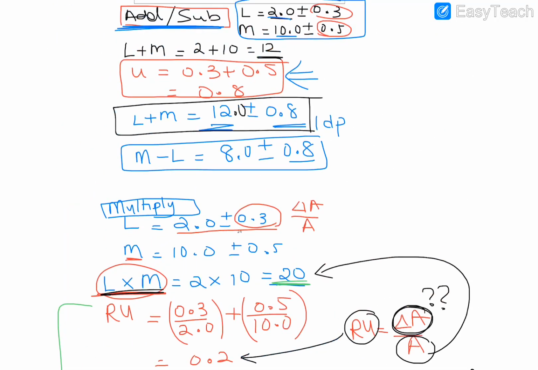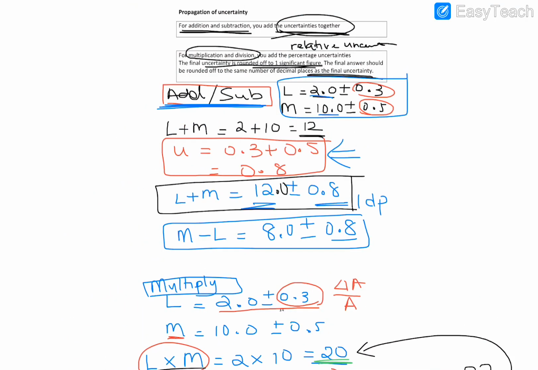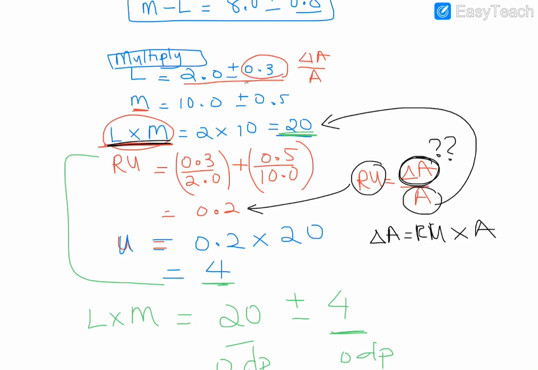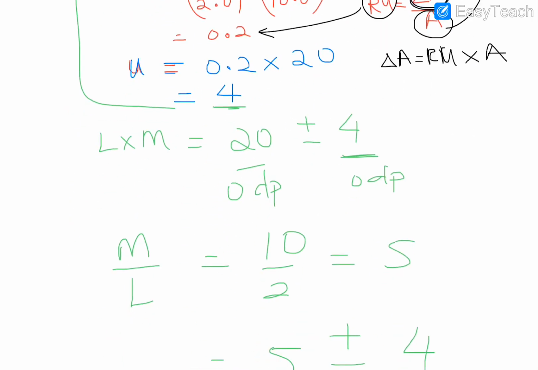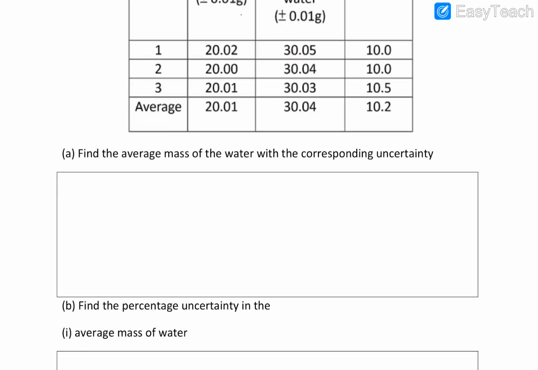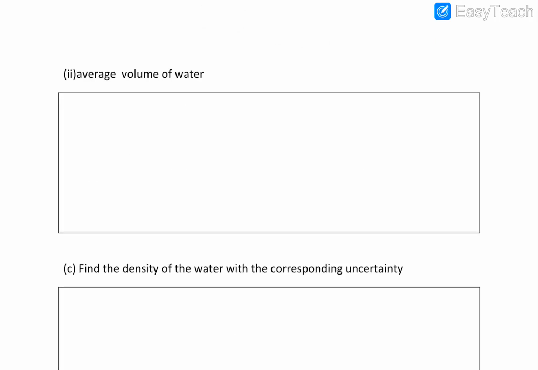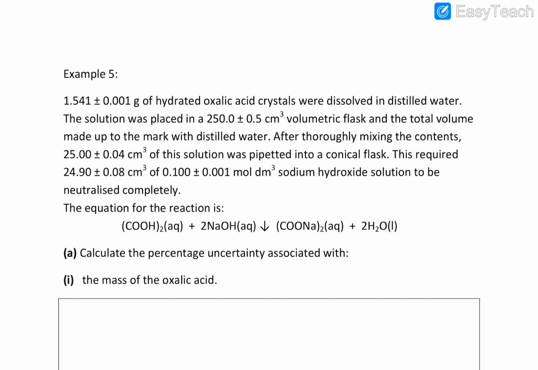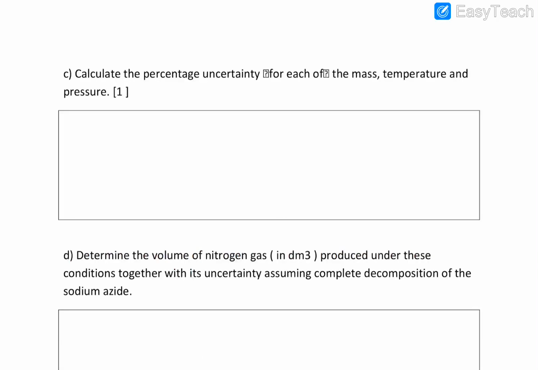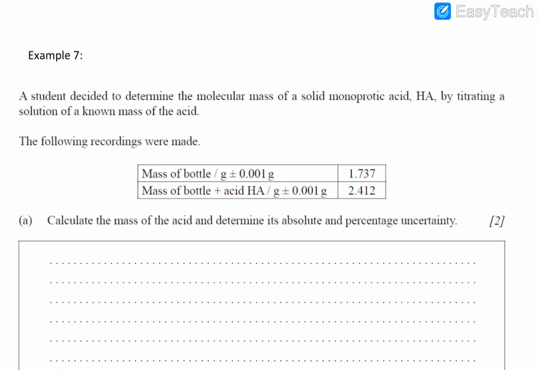Okay, so that's for propagation of uncertainty. Make sure you understand that really well. Multiplication. Right. Now try the example ones. Try out all the following examples. The following videos are just going to be worked solutions.